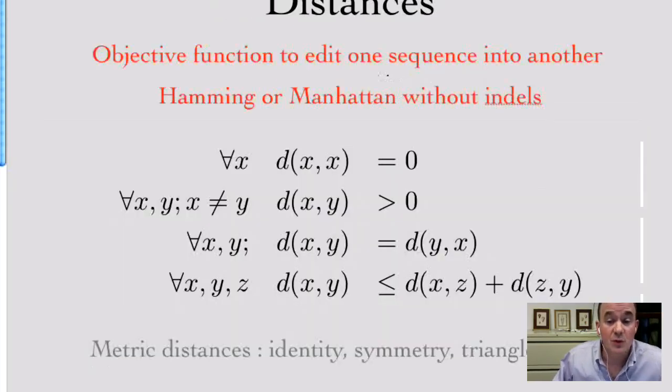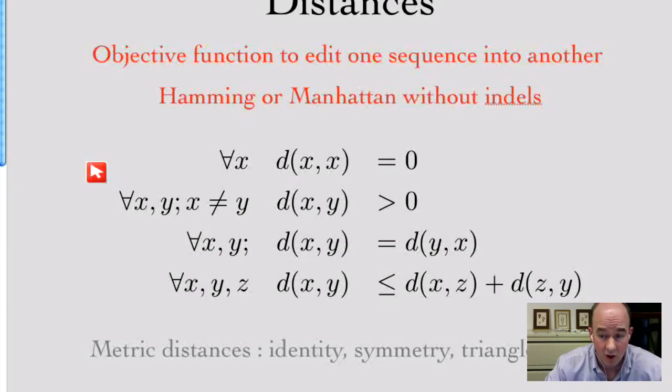Another thing we have to do is define an objective function. If we're going to talk about these sequences, these distances, we have to define a cost that allows us to identify things that are the same or not the same and to do some sort of minimization procedures. And at the very minimum, these things really should follow the triangle inequality.